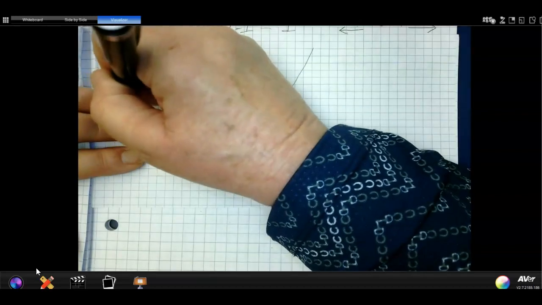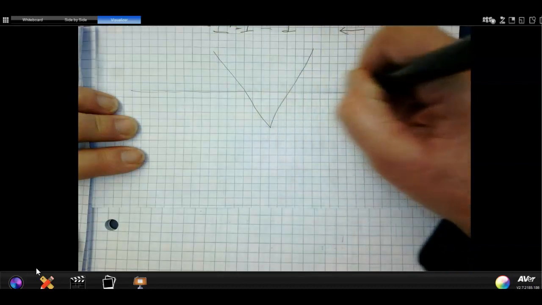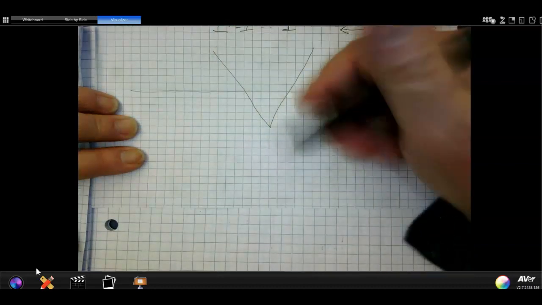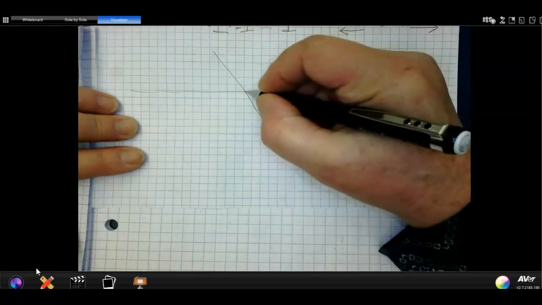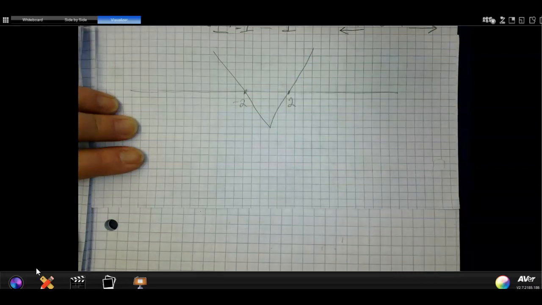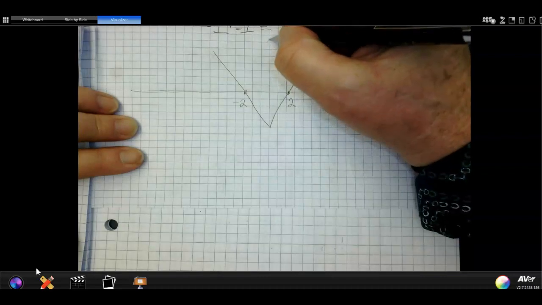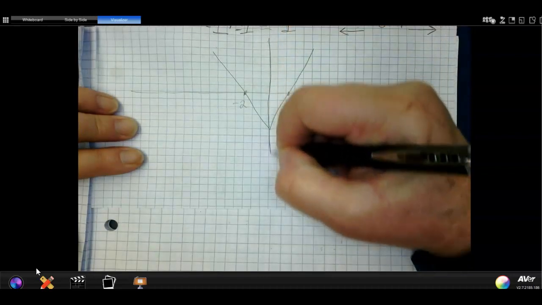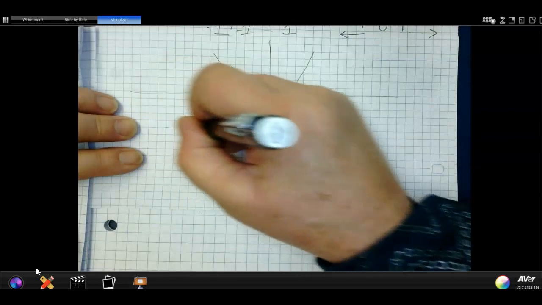Okay, here's our y equals 2. Same thing. Okay, here's negative 2. Here's 2. All right. Here's our y-axis. And here's our x-axis.